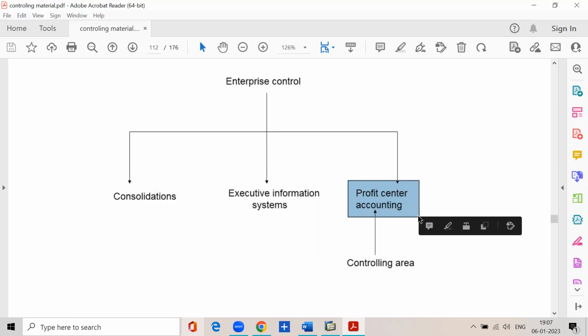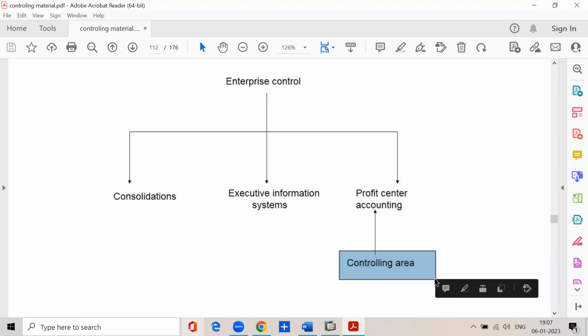But the total information you require for profit center accounting is extracted from the controlling area only. That's why at the time of implementation, when we implement controlling, profit center accounting is also implemented as a part. So in the training also, we will see profit center accounting as part of the controlling area.